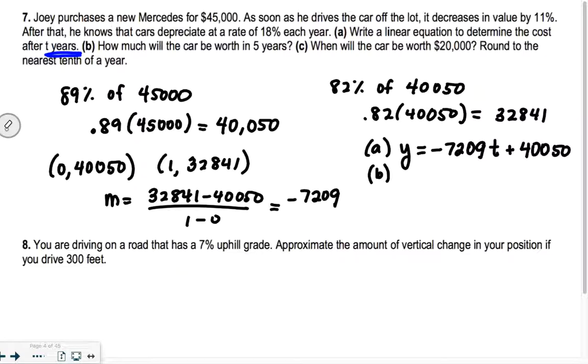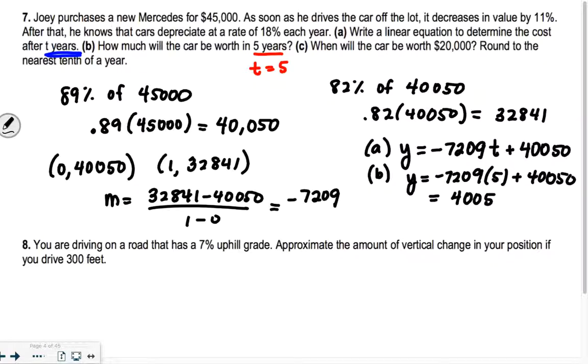All right, so B, how much will the car be worth in 5 years? We're plugging in T equals 5. So y equals negative 7,209 times 5 added to the 40,050. Anybody have it? 4,005, sorry. 4,005. Like that? Okay, awesome. That's not very much money after 5 years. Especially for a Mercedes. Maybe I should adjust this problem and not have 18% each year. But whatever.